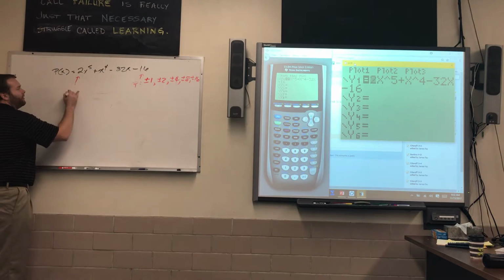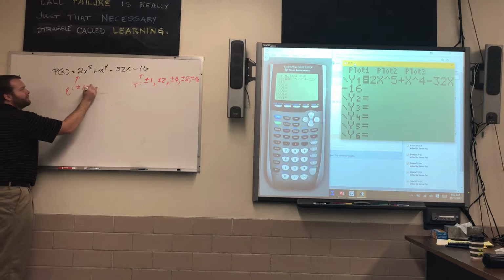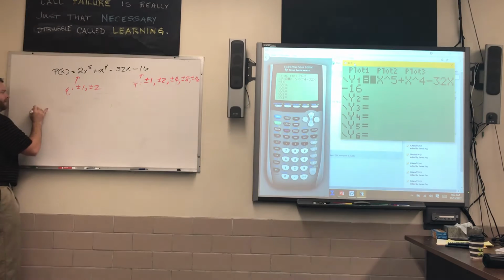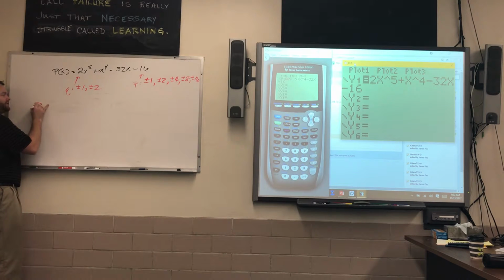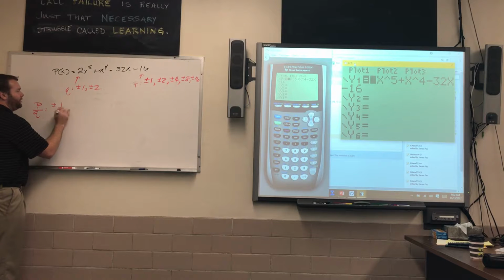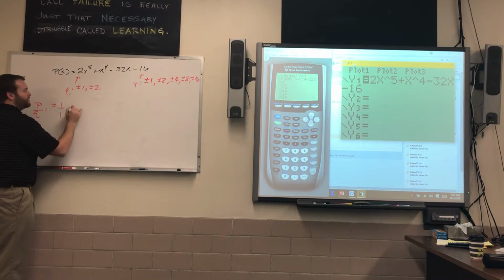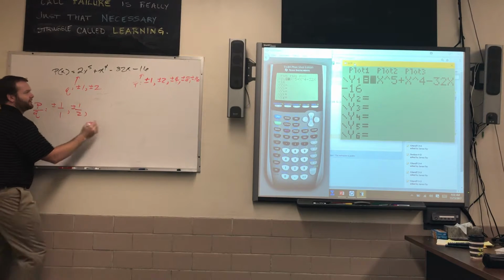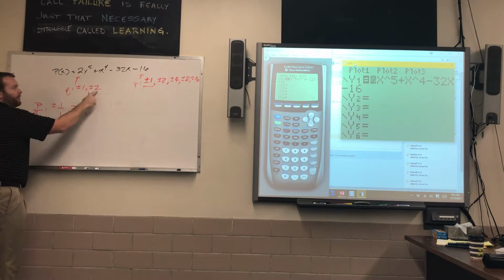And then from this one, find all your Q values, plus or minus 1, plus or minus 2. And then to answer the question, they're wanting this, P over Q, plus or minus 1 over 1, plus or minus 1 over 2. So I take that one and I put it over both those.